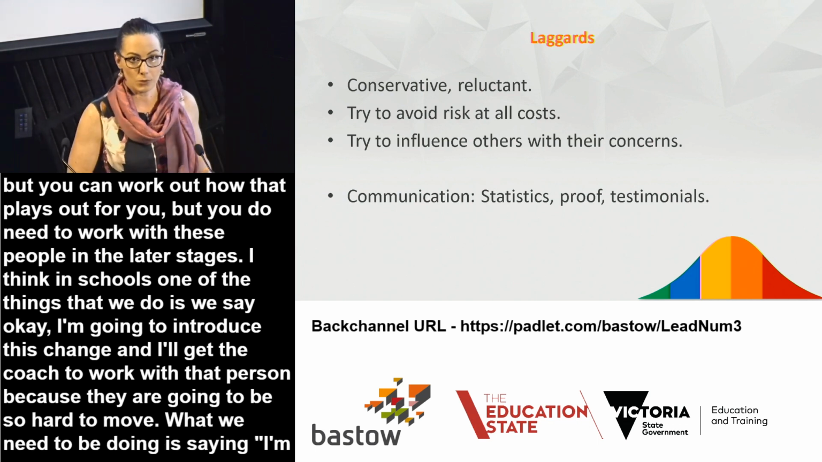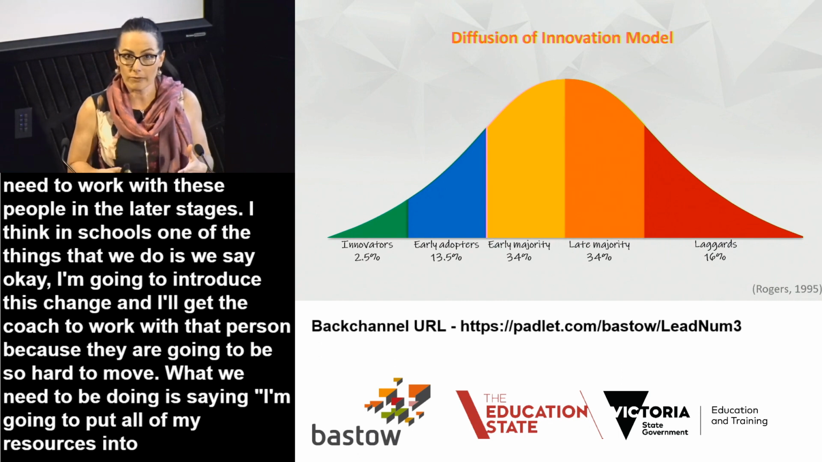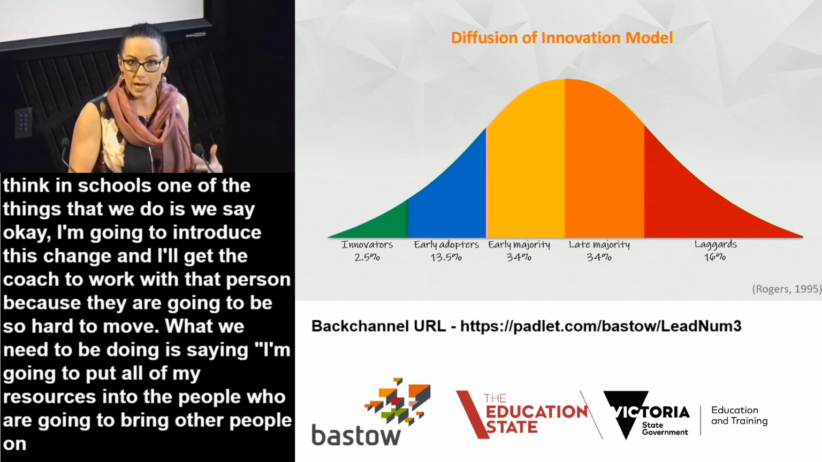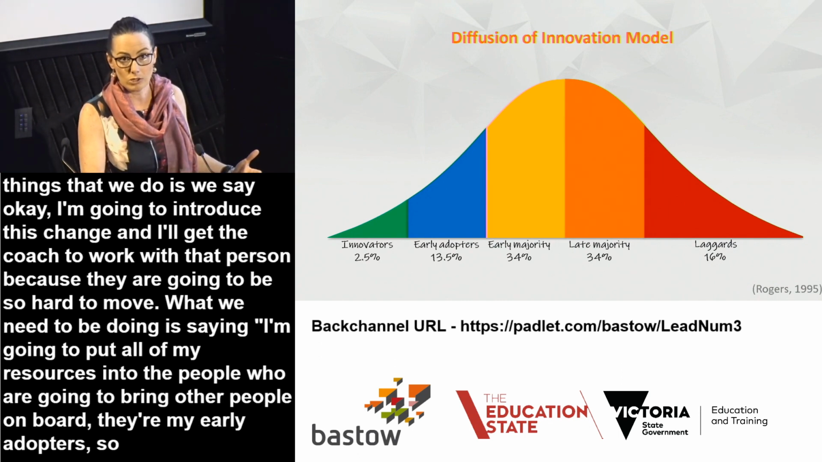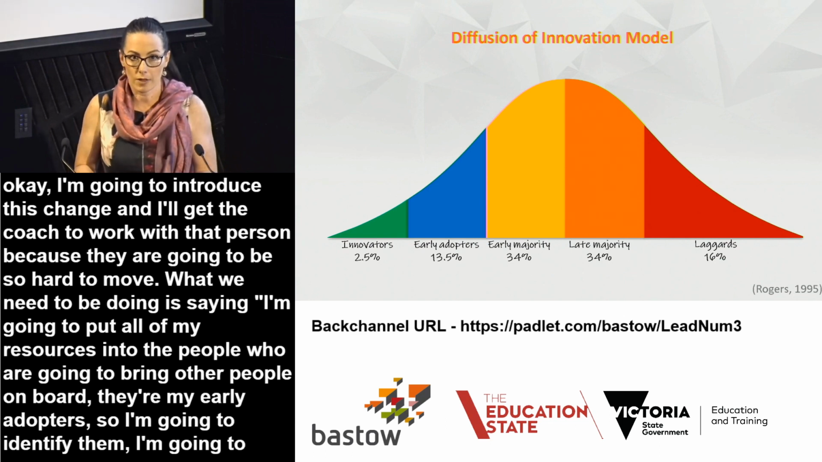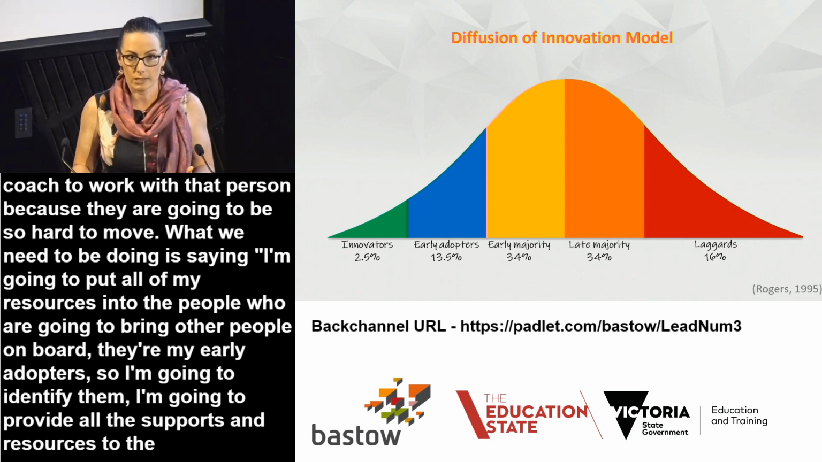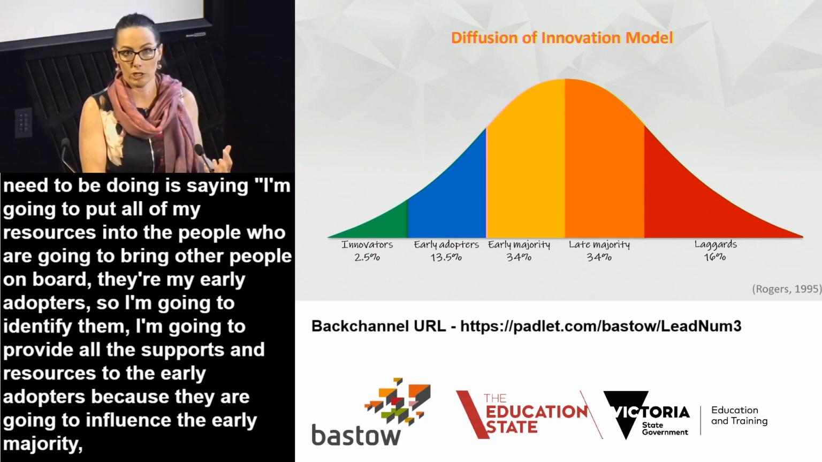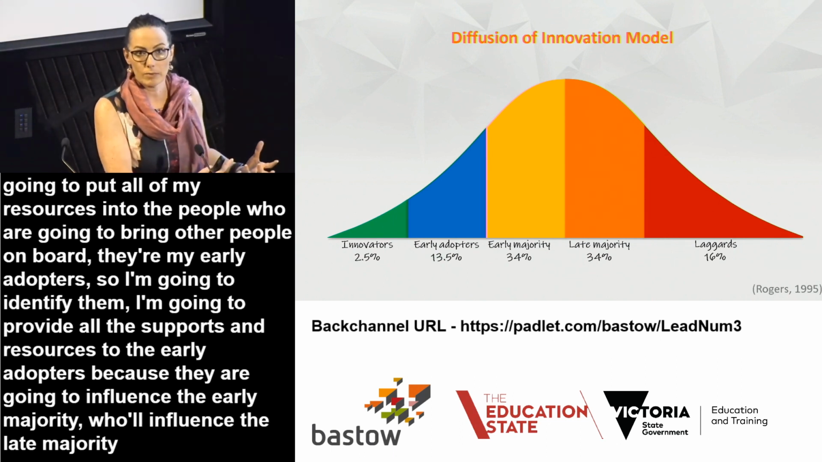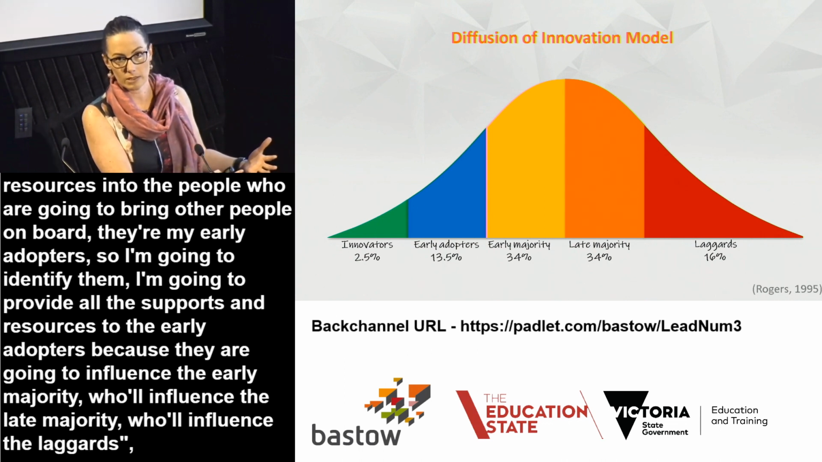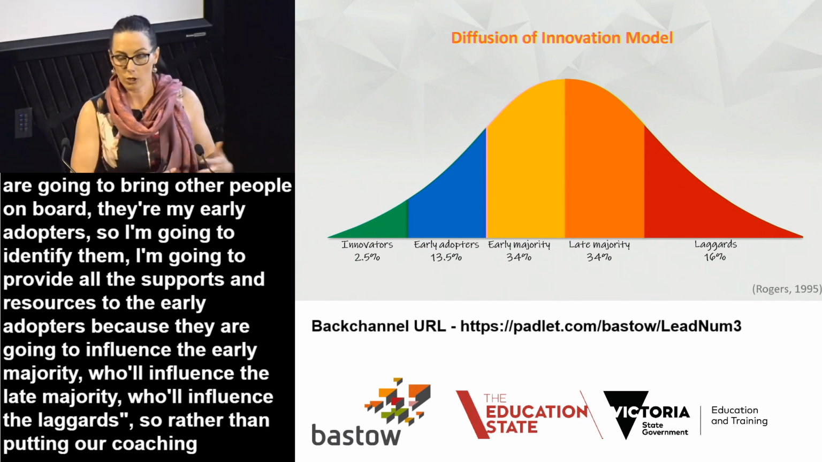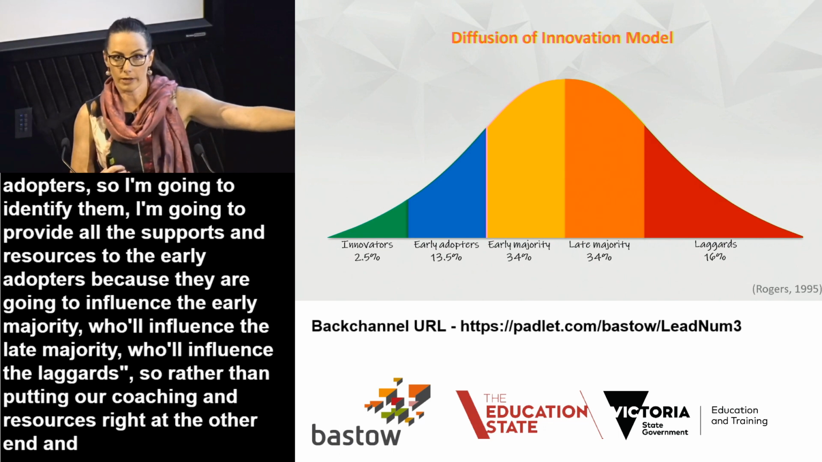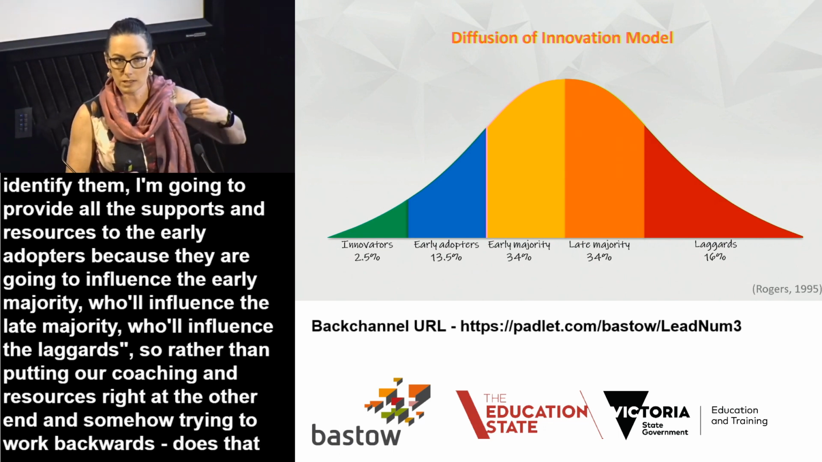What we need to be doing is saying, I'm going to put all of my resources into the people who are going to bring other people on board. They're my early adopters. So I'm going to identify them. I'm going to provide all the supports and resources to the early adopters, because they are going to influence the early majority, who will influence the late majority, who will influence the laggards. So rather than putting our coaching and resources right at the other end and somehow trying to work backwards, does that make sense?